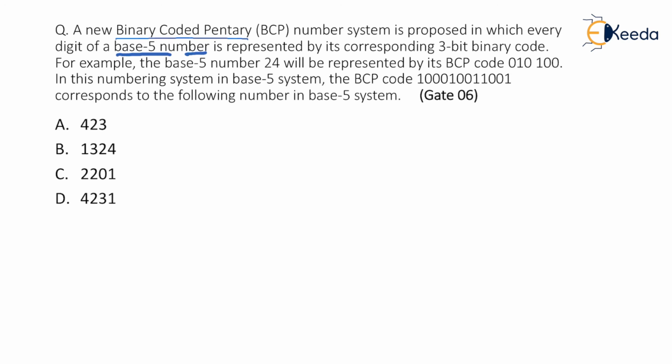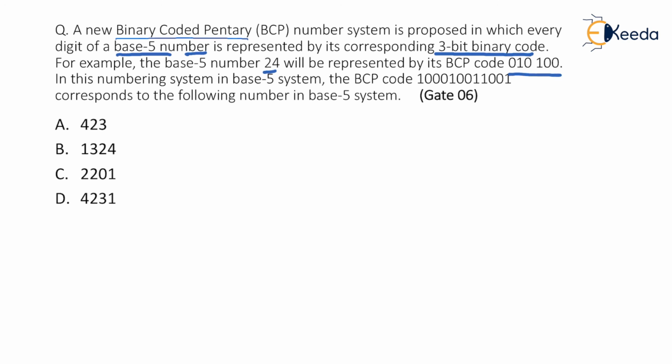See, base 5 is that system in which only 5 digits are allowed, that is from 0 to 4 only. That's the reason why in all options, as you can see, none of them is exceeding 4, right? 4 is the maximum digit you will see in every option. Fine. So every digit in base 5 is represented using a 3-bit binary code. To understand it, they have given one example. They are trying to represent 24 in BCP format like this.